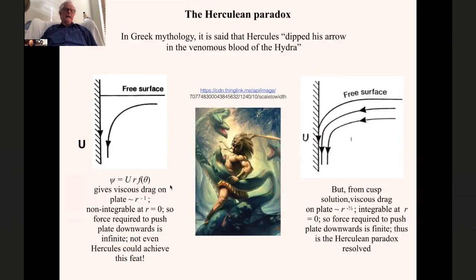Now we can model that as shown here. Imagine a fluid here, the blood of the Hydra, and a plate that is drawn in, modeling the arrow of Hercules. This is a two-dimensional version. Free surface here. There is a solution of the Stokes equations of the form psi equals U r times a function of theta. However, that gives a viscous drag on the plate that is singular at this point here, assuming that the free surface remains horizontal.